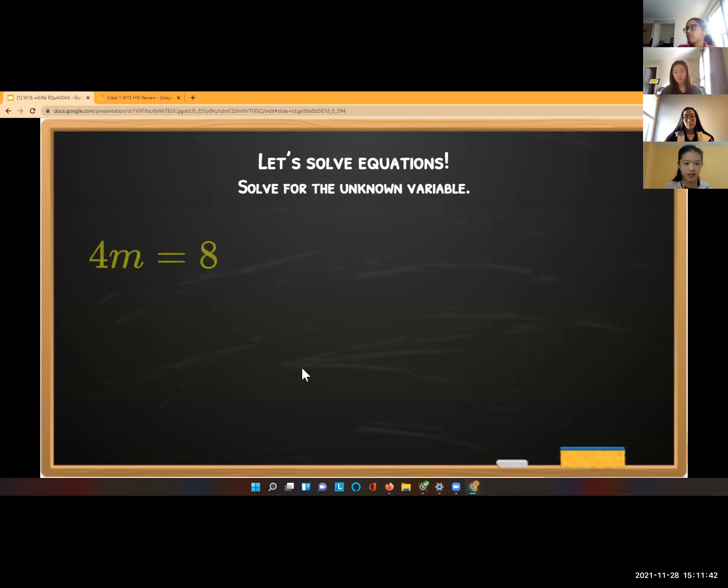Okay, let's do some practice for solving for a variable. So this first equation is 4m equals 8. What would be the value of m? You're right, the value of m would be 2, because for this one we would use the multiplicative equality property. You would divide both sides by 4, which is the same thing as multiplying both sides by 1/4. So that would give you m equals 2.